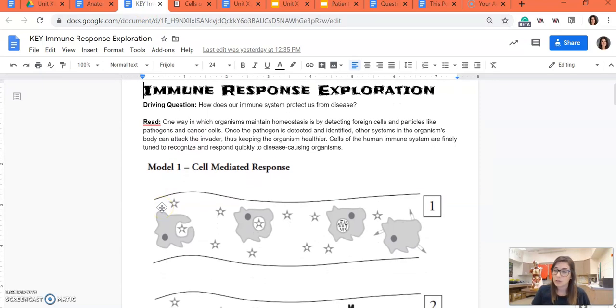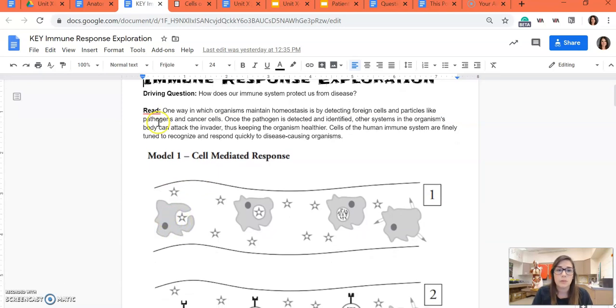All right, so first I'm going to review this immune response exploration. I know this is a little tricky process. I understand that this might have been confusing to some of you guys, so make sure you're paying attention. Also, make sure to go back and change your answers on your sheet so that they match the answer key if you miss something. So I'm going to read this paragraph again because I think this is really important.